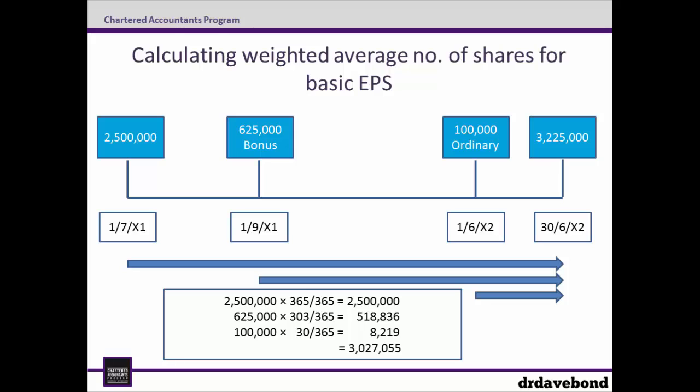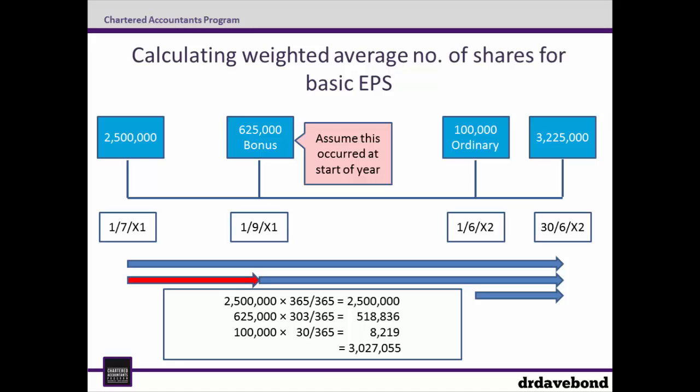However, this isn't quite right, and it's because of the treatment of the bonus issue by IAS 33. Paragraph 28 requires that for a bonus issue, we have to assume that the issue occurred at the start of the period. So if we adjust the second line so that the 625,000 shares are on issue for 365 days, not 303 days, we end up with 625,000 for the weighted average for those shares and 3,133,219 for the overall weighted average.